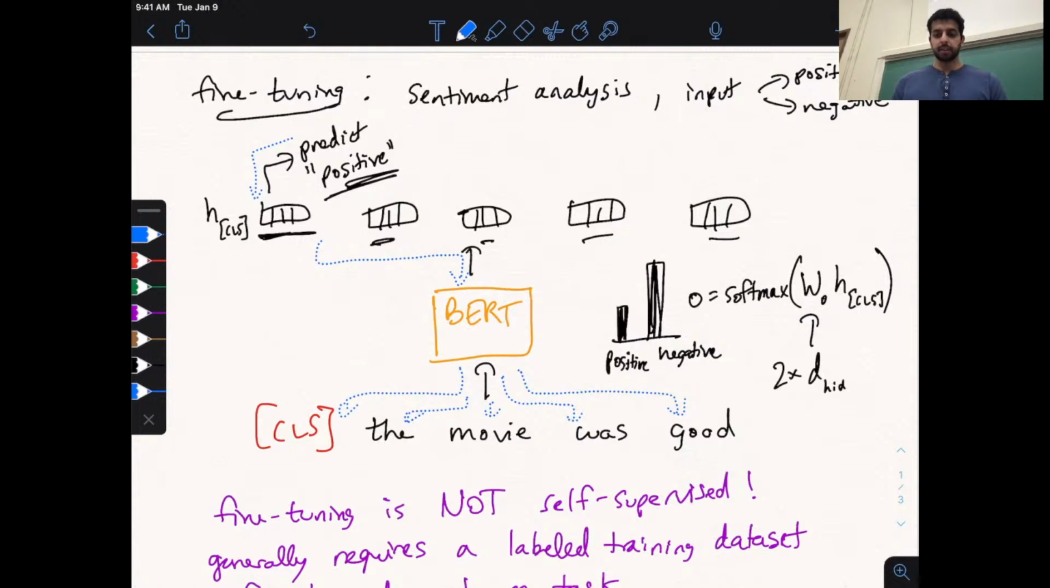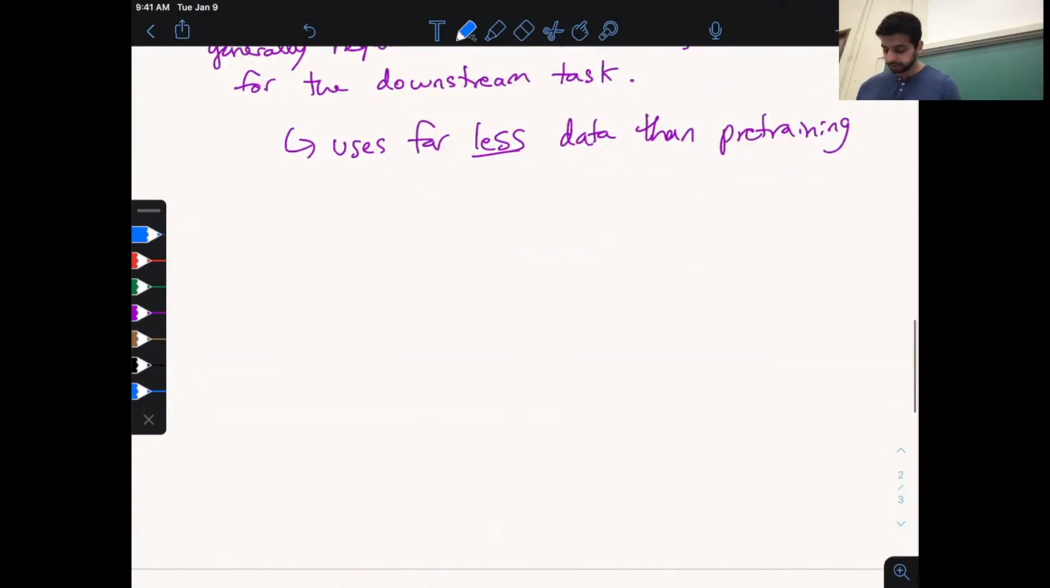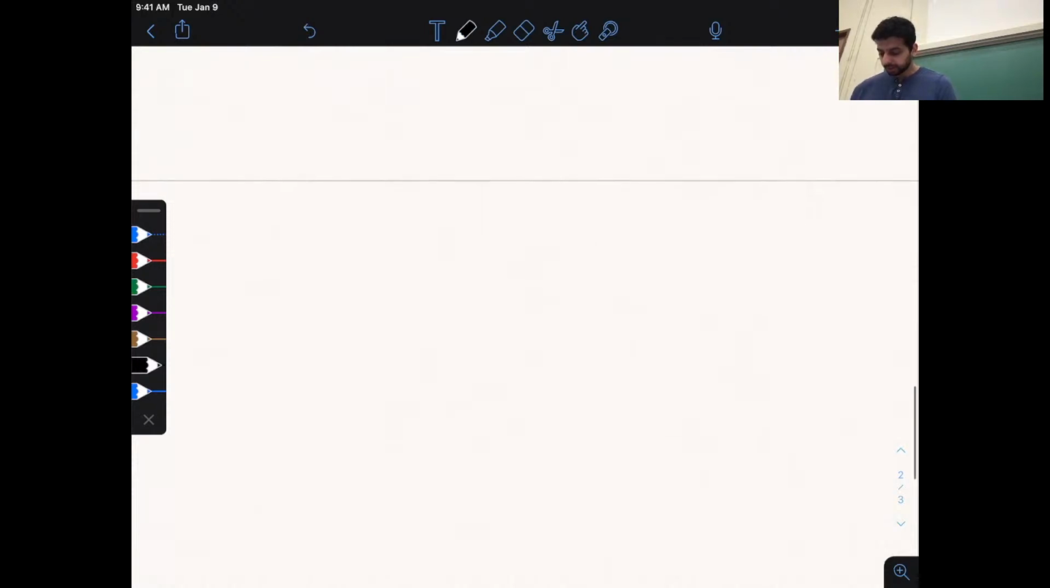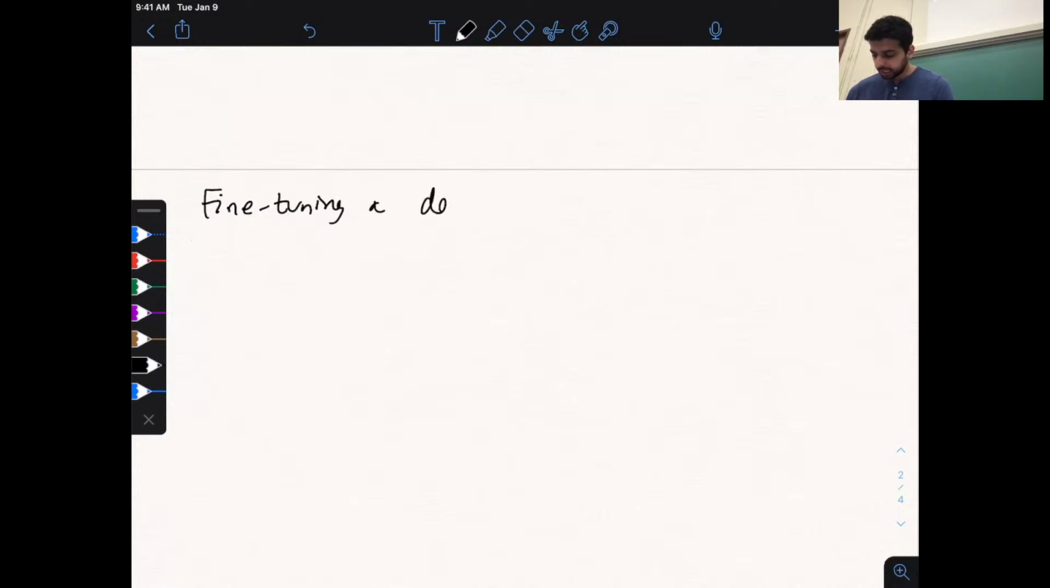Okay, great. So now let's extend what we just talked about to autoregressive language models or decoder-only language models, because this is now getting closer to what we see in today's language models. So fine-tuning a decoder-only language model.